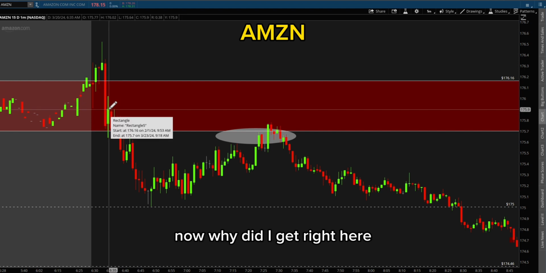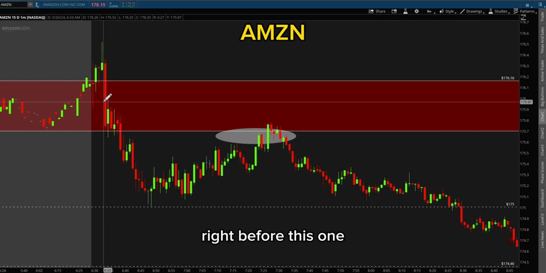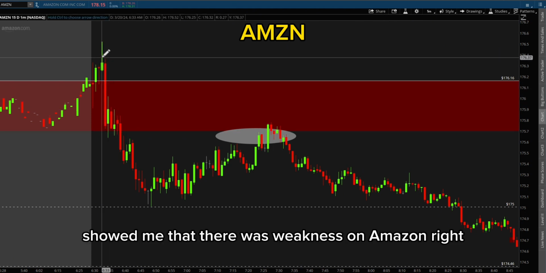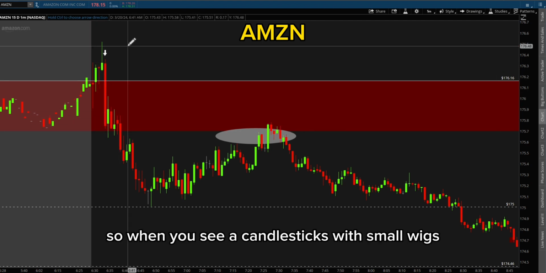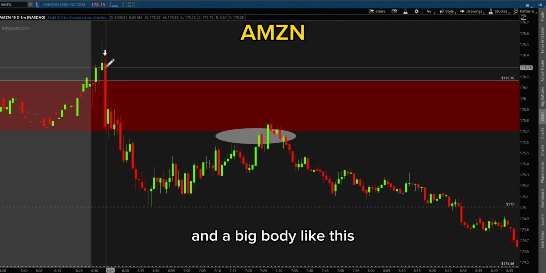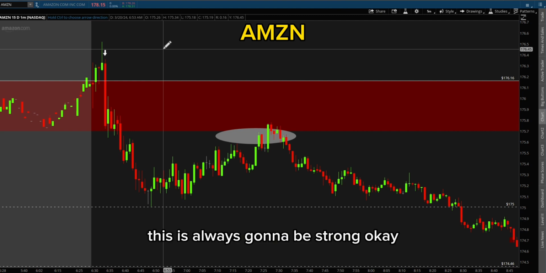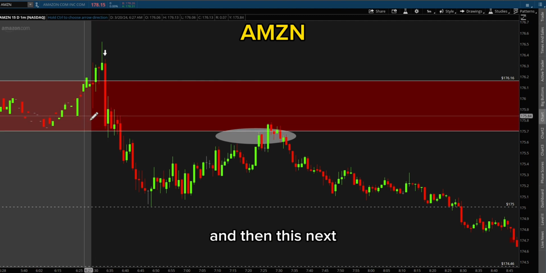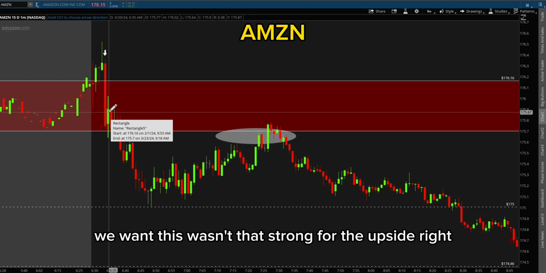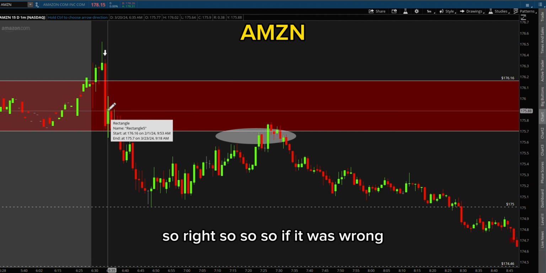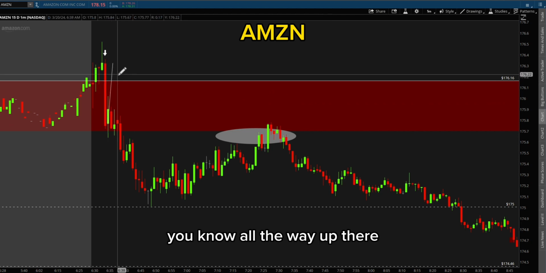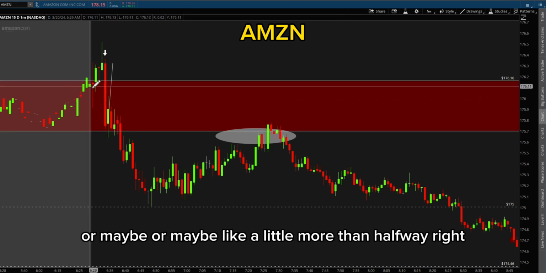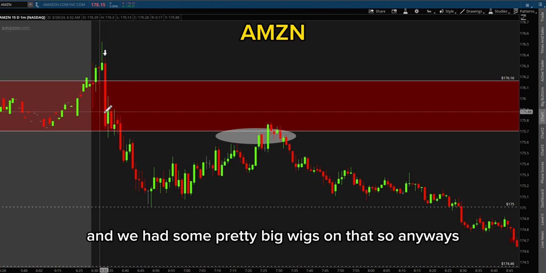Now, why did I get in right here? It's because that red candlestick, the one right before it, showed me there was weakness on Amazon. Also, this candlestick is very strong, because a candlestick with small wicks and a big body like this is always going to be strong. Then this next green one wasn't that strong for the upside. If it was strong, this candlestick would have moved all the way up there, or maybe a little more than halfway, and we had some pretty big wicks on that.